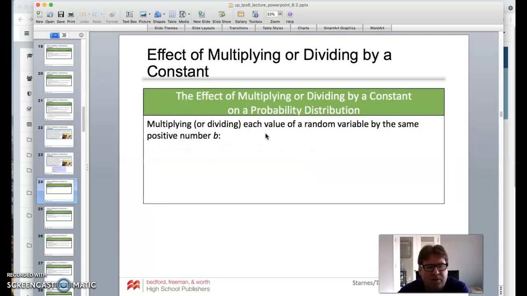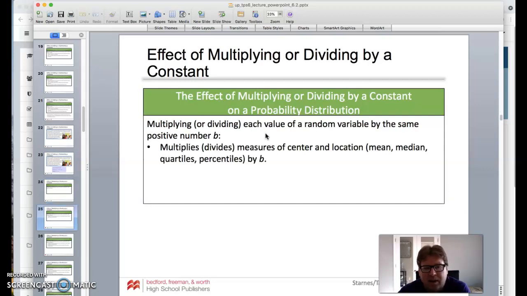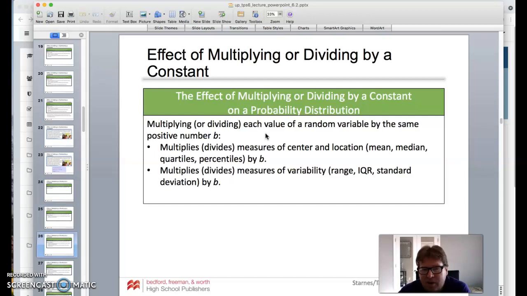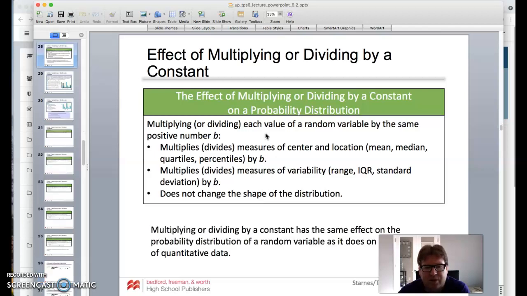Remember the effect of multiplying and dividing: we're going to multiply the measures of center by that number, and we're going to multiply the variability by that same number as well, or divide by that constant if we're dividing. And again, the shape will not change. It'll still stay the same.